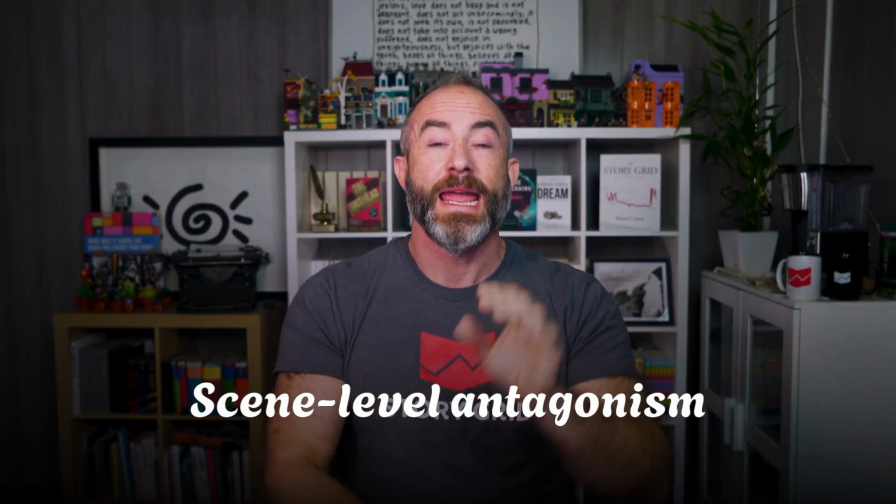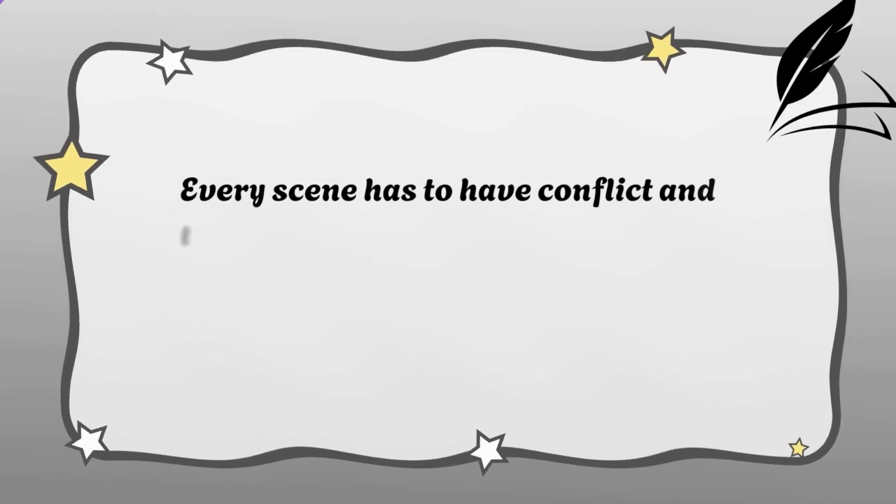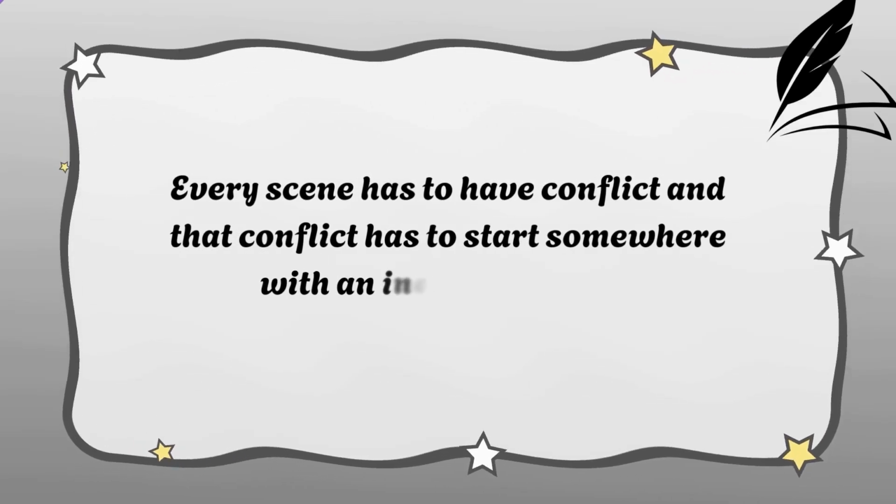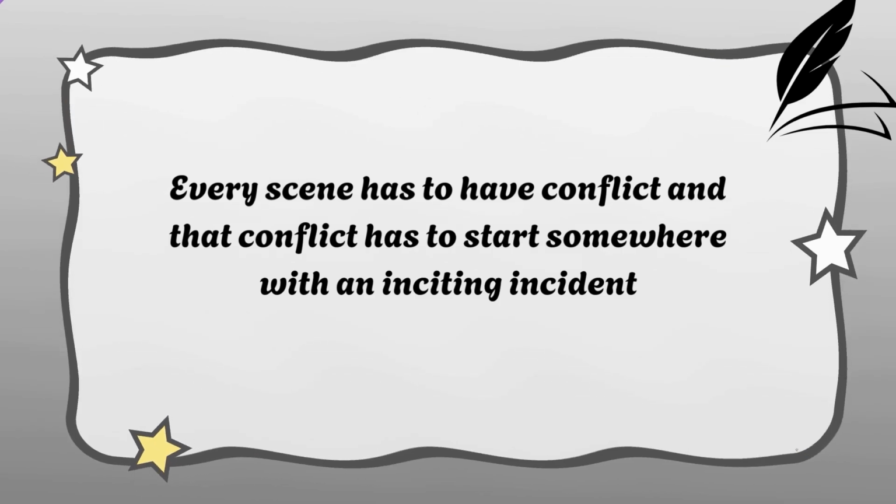The Empire, Voldemort, the Capitol. And that's important, but it's only one layer. You also need scene level antagonism. Yes, in every single scene, because every scene has to have conflict, and that conflict has to start somewhere with an inciting incident, which means that's going to be the antagonist of that scene.